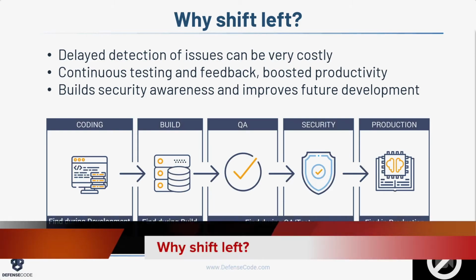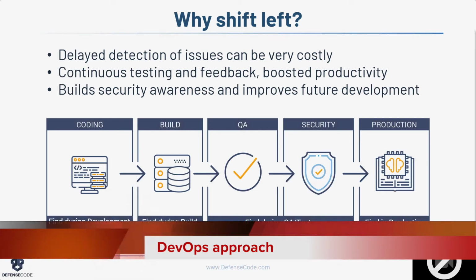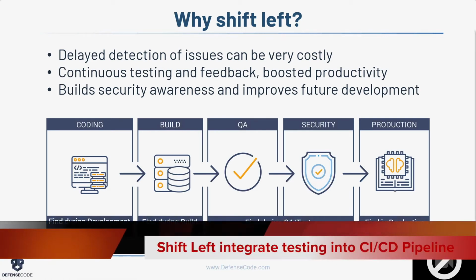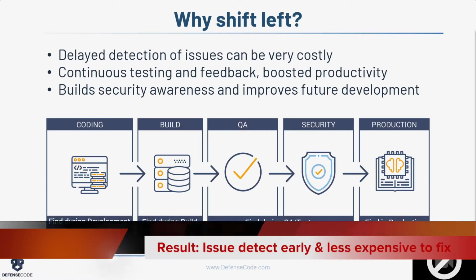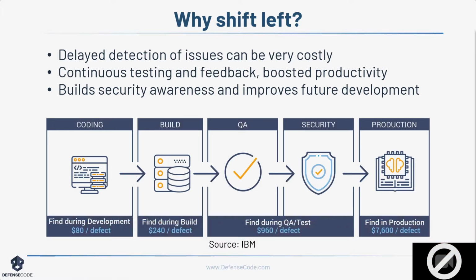What is shifting left? Shifting left is a DevOps approach that calls for testing software early and often. Shift left integrates testing into your DevOps pipeline so that issues are detected early when they are easier and less expensive to fix. So it makes sense to think that the sooner a problem can be discovered, the sooner and the easier it is to fix.